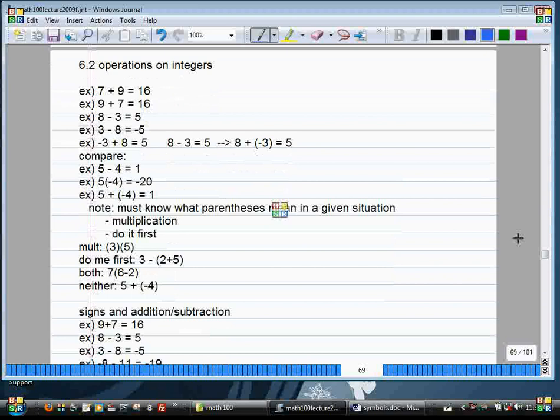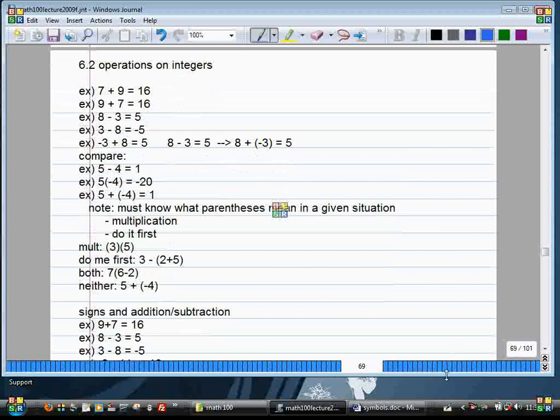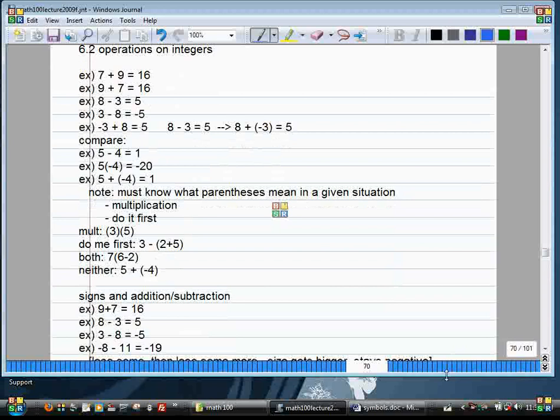Now what is negative 8 minus 11? Negative 8 minus 11. Okay, and how did you get that? When you have two negatives, you add the numbers and then you put the sign in. So that's the typical technique that we all know. Negative 8 minus 11 equals negative 19.